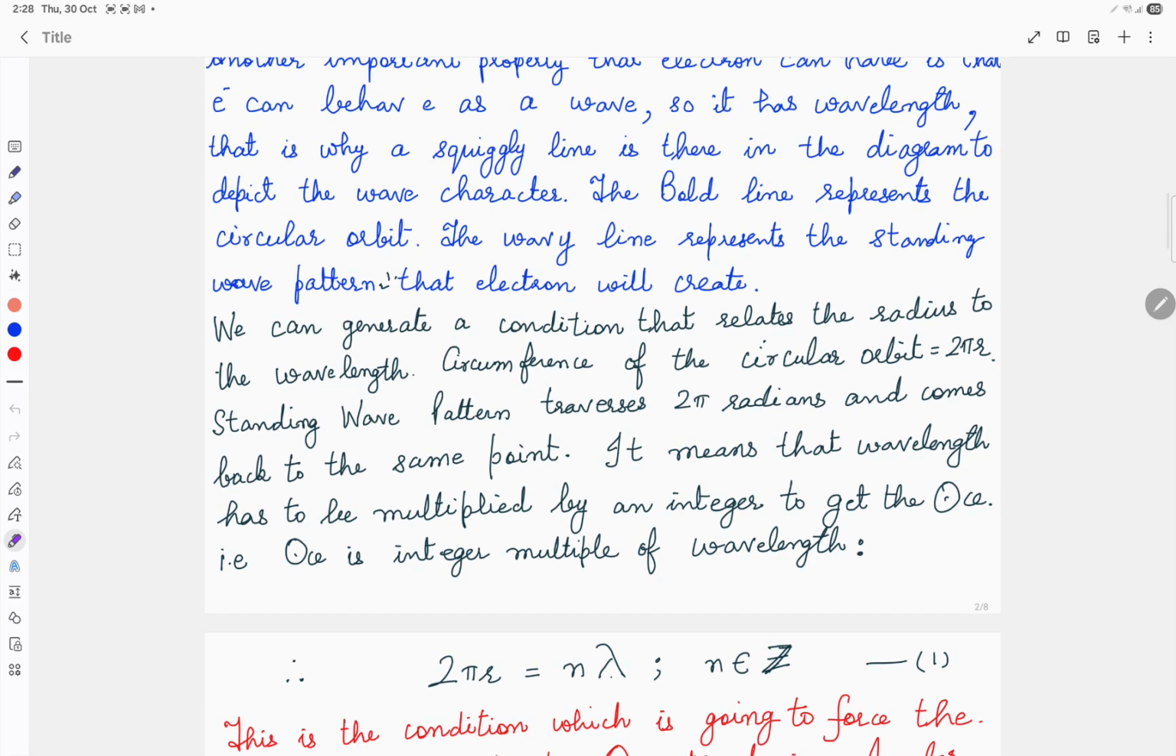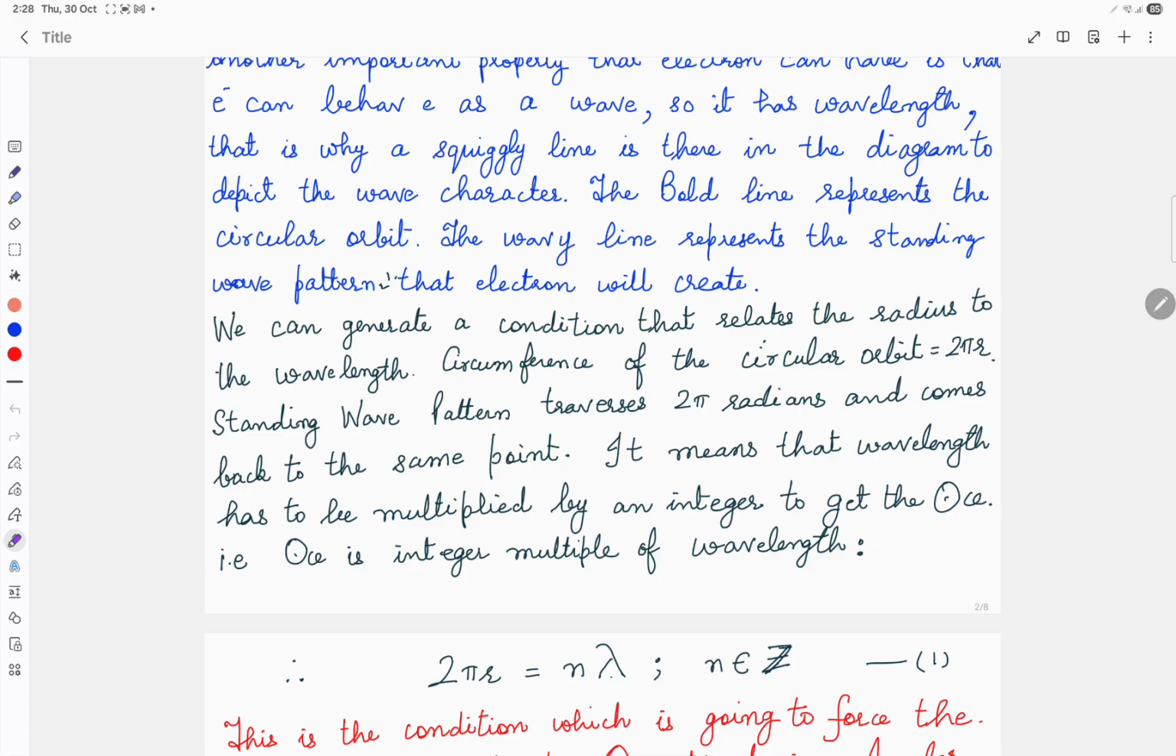Now if the electron is behaving like a wave, it will have a certain wavelength. That means we can generate a condition that relates the radius to the wavelength. The circumference of the circular orbit is given by 2 pi r. So the standing wave pattern traverses 2 pi radians and comes back to the same point. It means that the wavelength has to be multiplied by an integer to get the circumference.